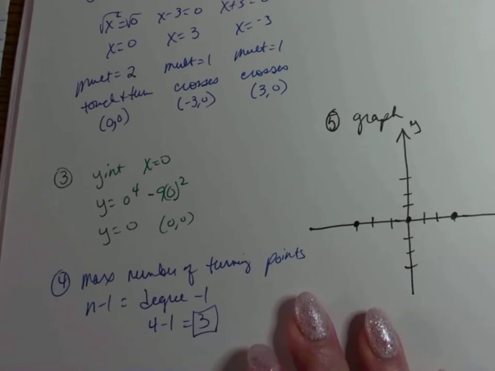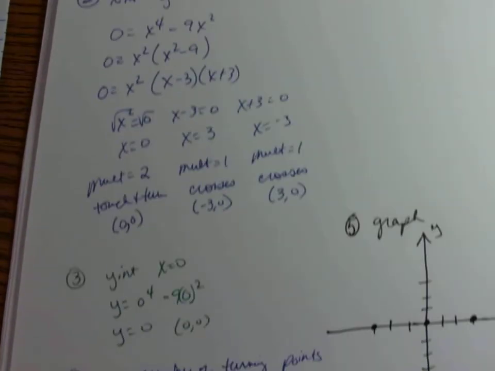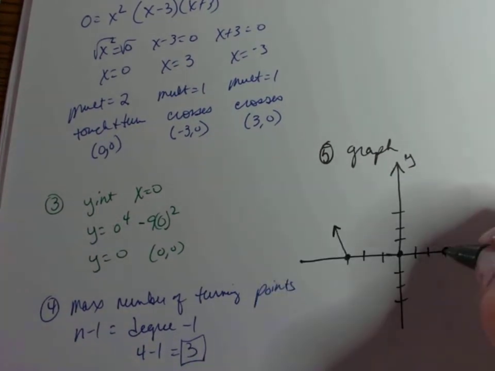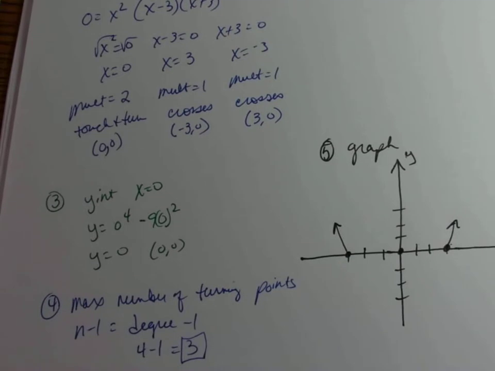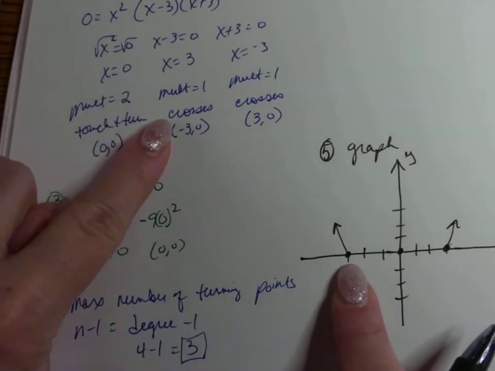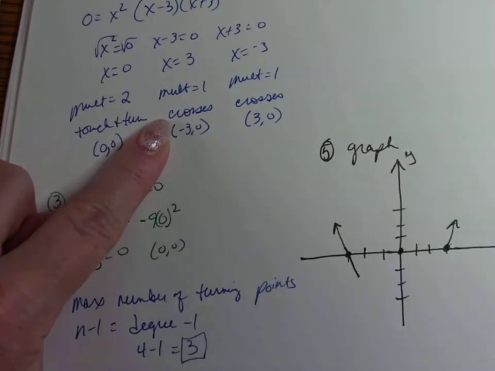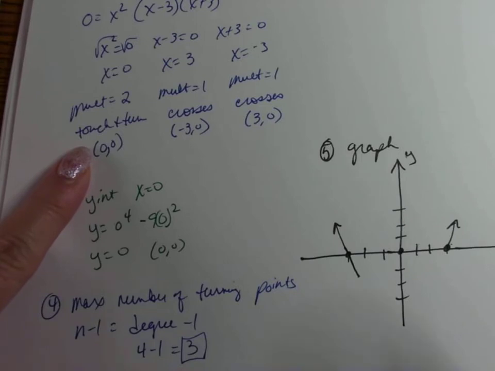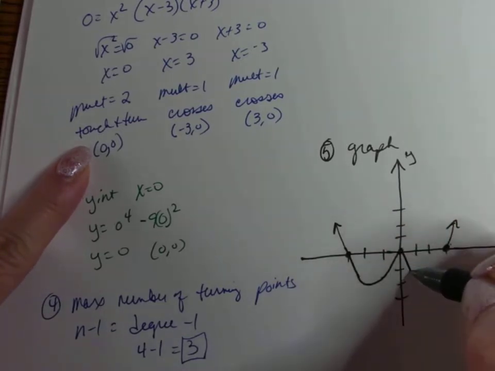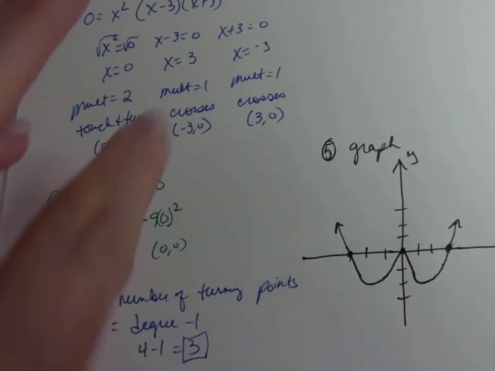Now, this is why you need to know the end behavior. We know that the end behavior goes up on both sides. So that tells us what's happening with the graph. We know that this part and this part will go that way. Now, let's go over here and look at -3, we know that the graph crosses. So it's going to come down. And then at 0, it's going to touch and turn. So I'm just going to loop this up, touch, and turn around. And on the last one, it also crosses. And that's why we need to know the behavior.